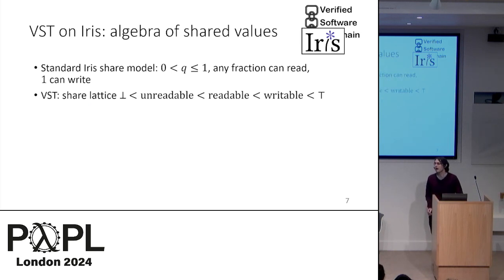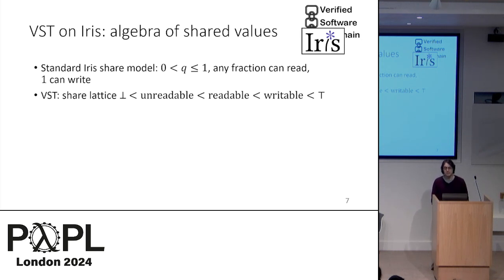So the standard Iris model of ownership of shares of things is based on the fractional algebra. We have some fraction, some positive fraction, with the basic rule that if we own any fraction at all of a resource, then we know what's inside it. And if we own the full fraction 1, then we can change what's inside it.